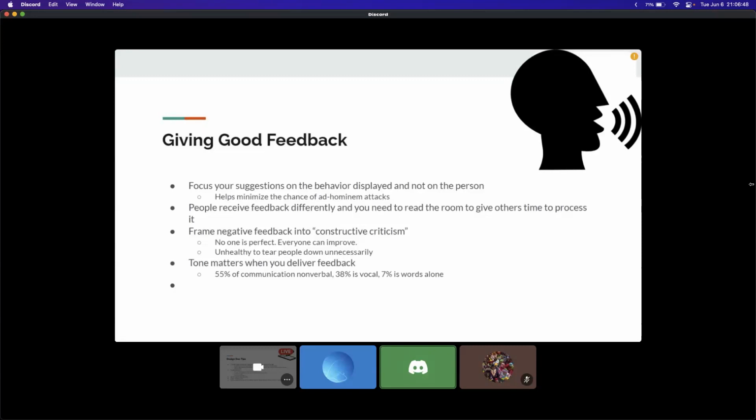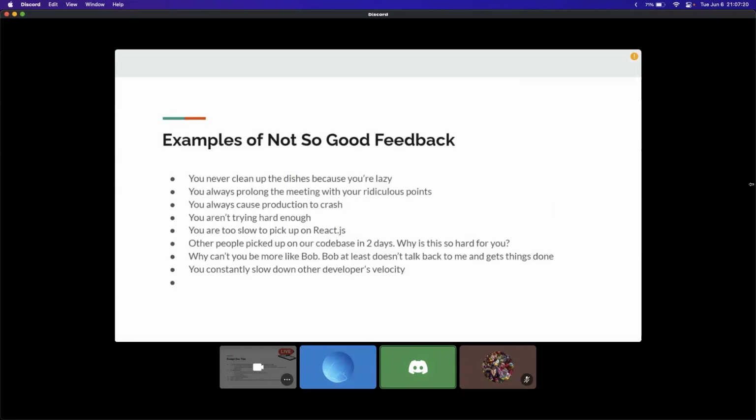And the wordings definitely depend on the person, but it takes a lot of practice to give good constructive criticism feedback. And tone matters a lot when you're delivering feedback. In fact, 55% of communication is nonverbal, 38% is vocal, and 7% is words alone. So the raw words you deliver don't really mean as much, but the nonverbal cues that other people give you in reaction to your feedback matter a lot. And that ties in a bit to the second tip I mentioned about people receiving feedback differently. So that's the gist of giving good feedback.